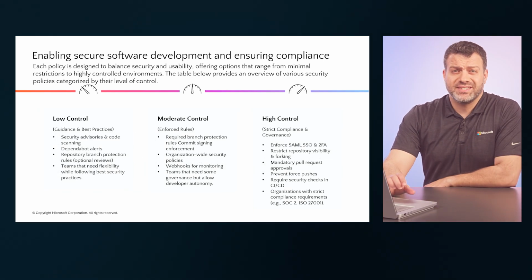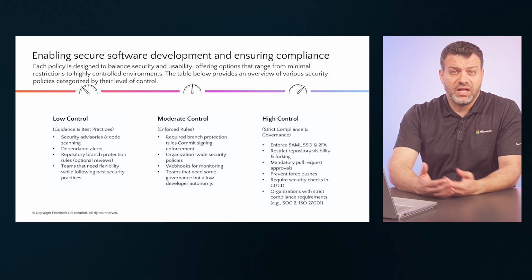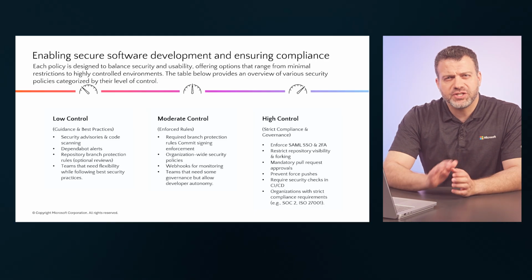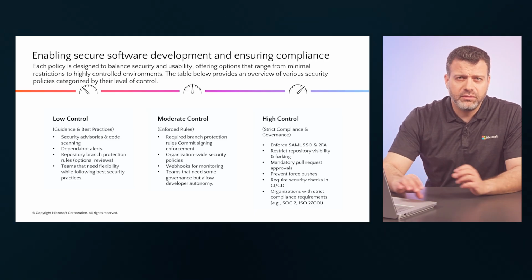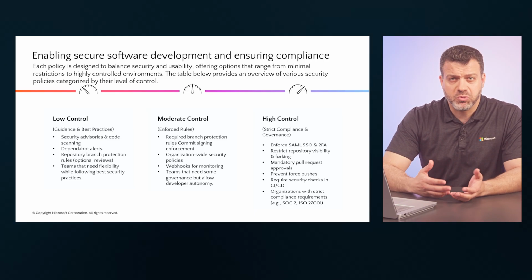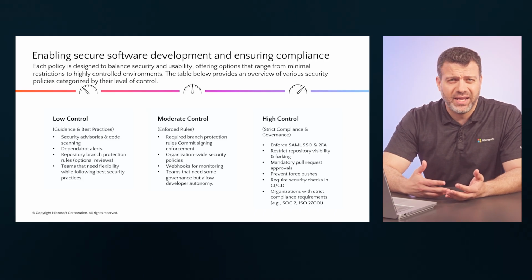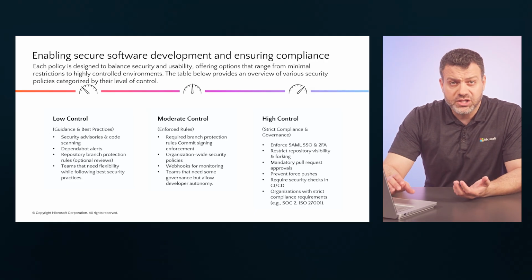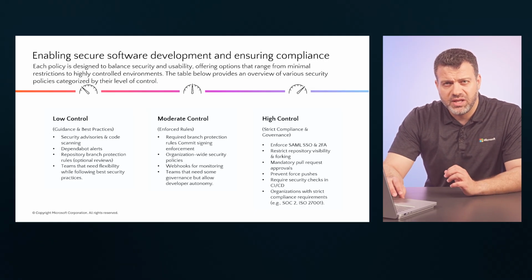Not all teams need the same level of security, and that's where policy levels come in. You can think of security as a spectrum. On one end, you have low control. This is where you provide guidance, things like code scanning and advisories, but teams still have flexibility. A startup team might use this. They want security, but they also need speed.